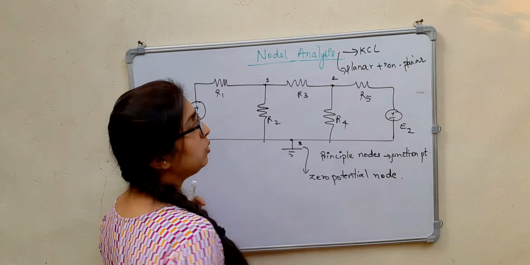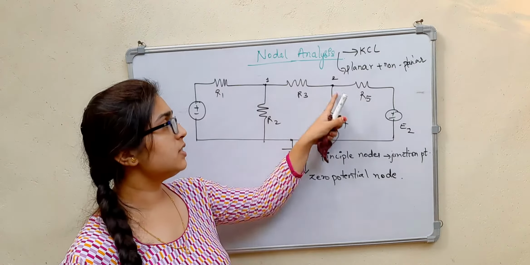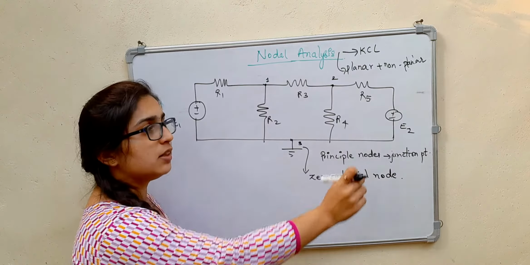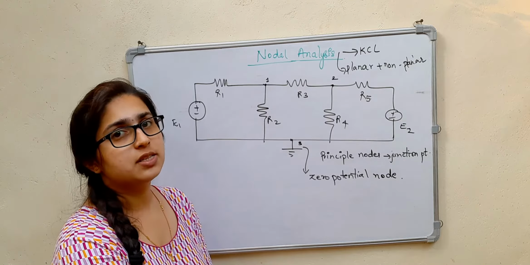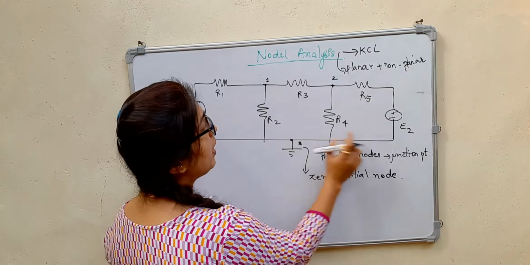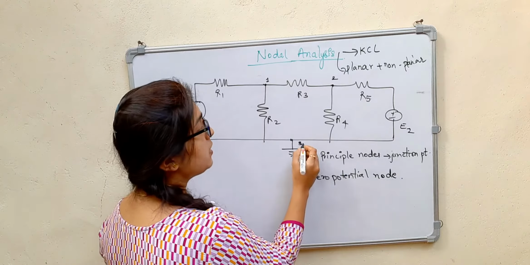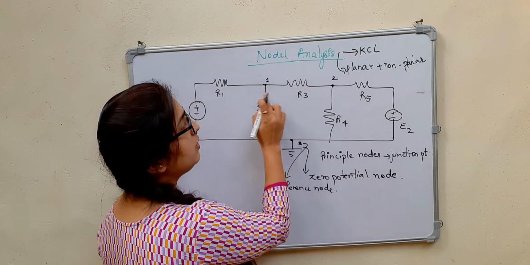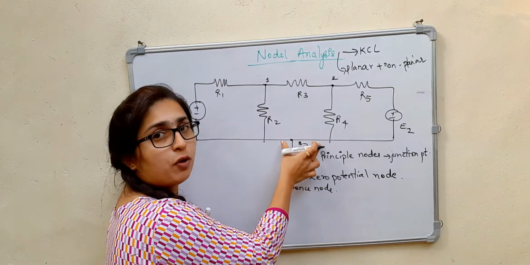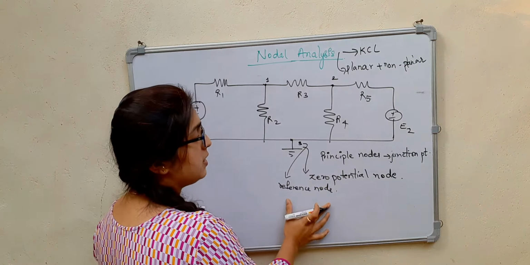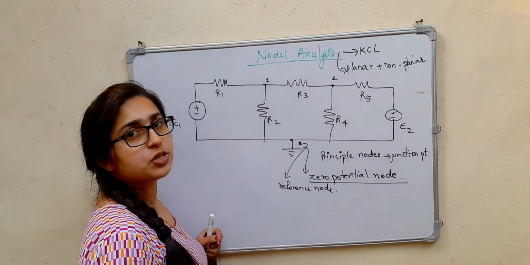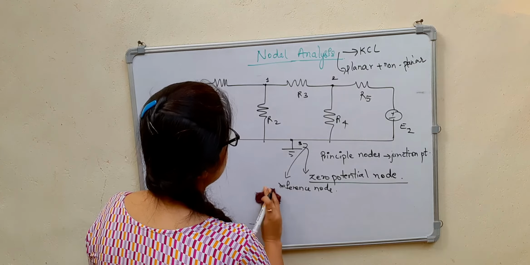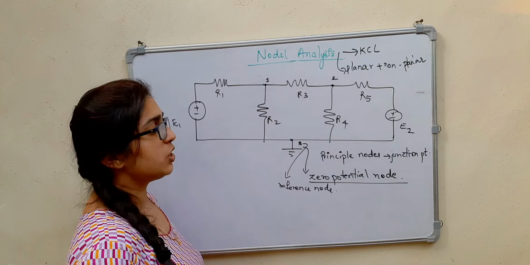Among these three nodes I have to consider one node as the reference node. We consider the node to which the most branches are connected. Here we have 4 branches connected to the third node, so we will consider this as our reference node. At nodes 1 and 2 only 3 branches are connected, but here 4 branches are connected. So this will be the reference node, and it will be the zero potential node because it is connected to ground. These are the points regarding the junction points.